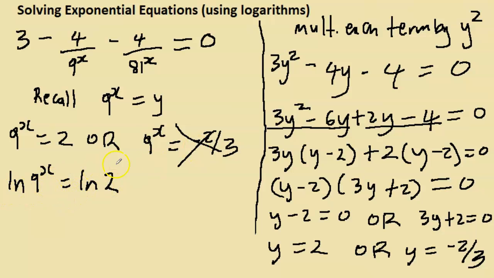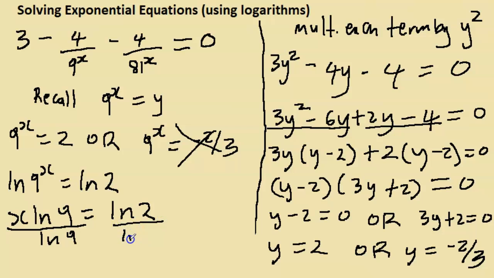Alright, so we have this, so we can bring the power to the front here. So we have x ln 9 equal to ln 2. So solving for x, we divide both sides by ln 9. Good, so ln 9 into itself, that's 1. So our solution is ln 2 divided by ln 9, which is 0.3155.